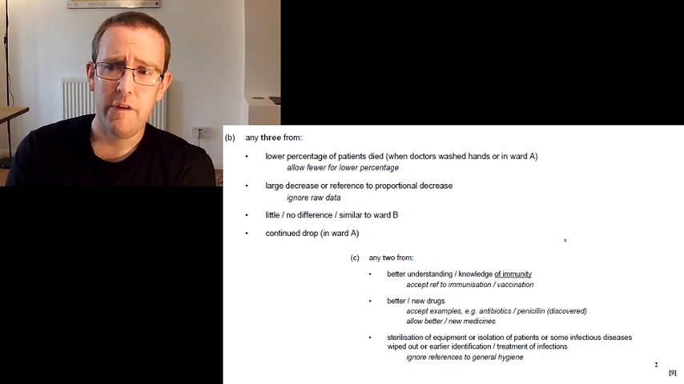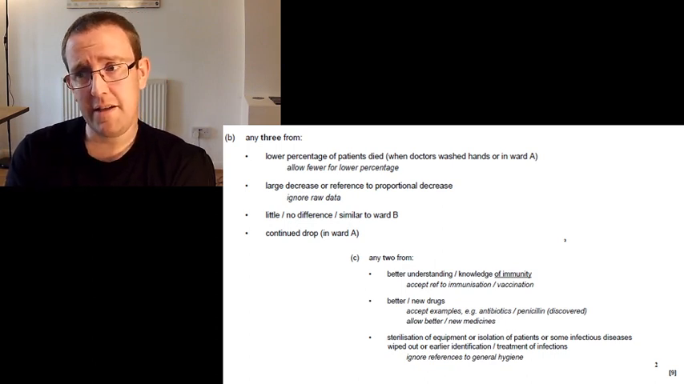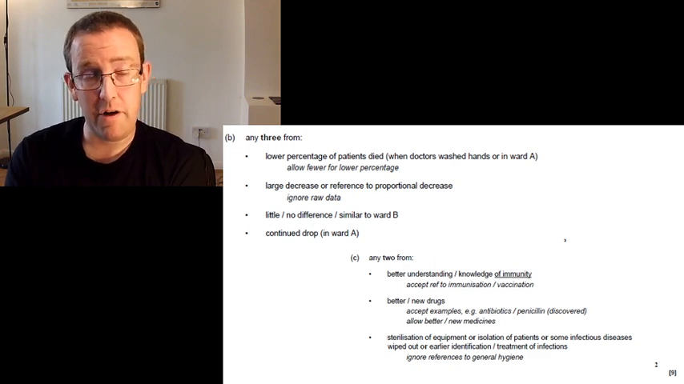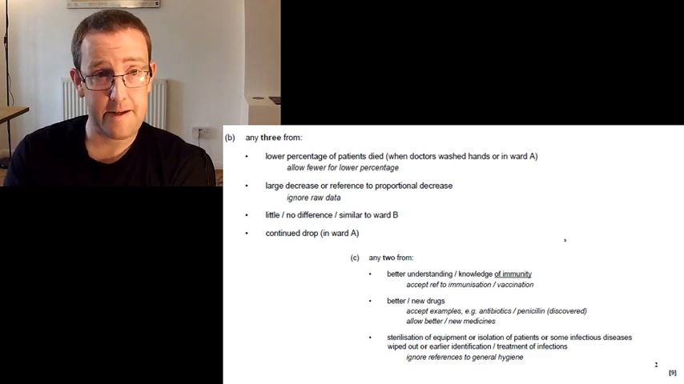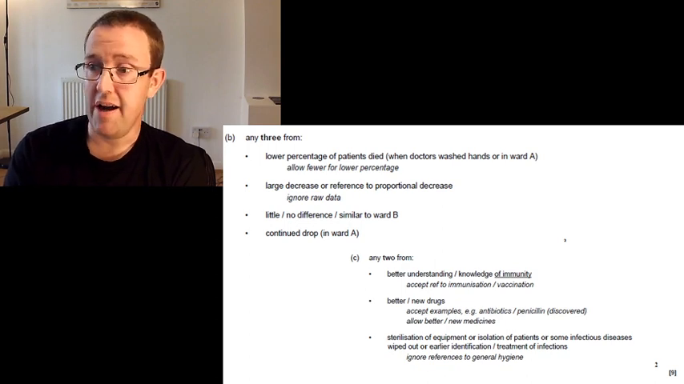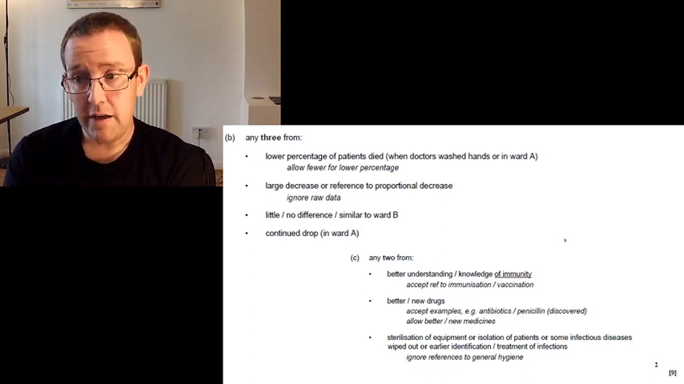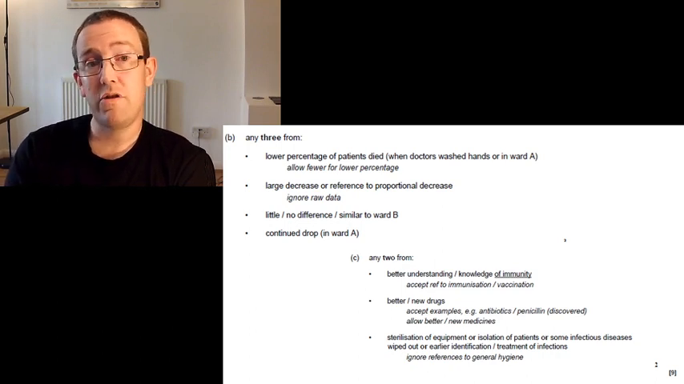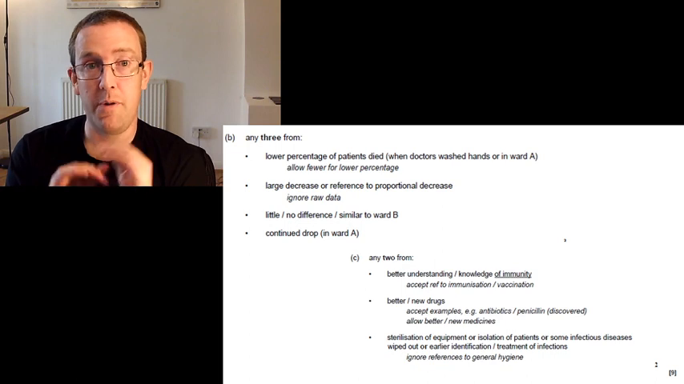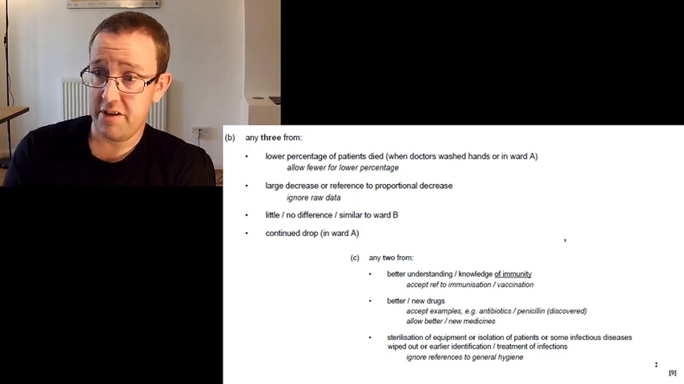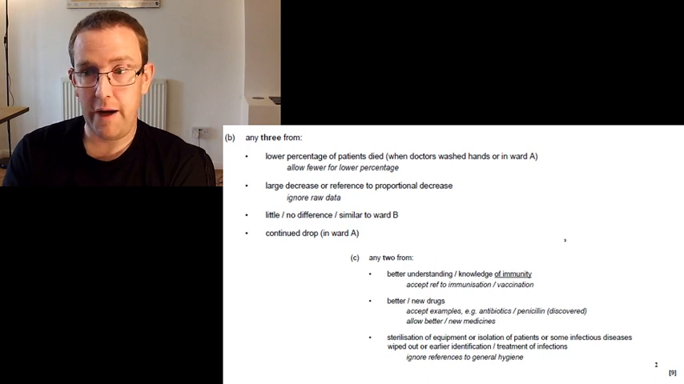Now our answers for part C. We've got a better understanding or knowledge of immunity. So if you did any reference to immunisation or vaccination as we talked about, that is worth a mark. Better or new drugs. Okay, so you can have antibiotics, penicillin, new medicines. It's a bit general, but it's saying allow it there. And then, of course, sterilisation of equipment. It's not just about washing hands, it's about washing tools as well. So sterilisation of equipment, isolation of patients, which we've talked about in this lesson, you can have that as well.